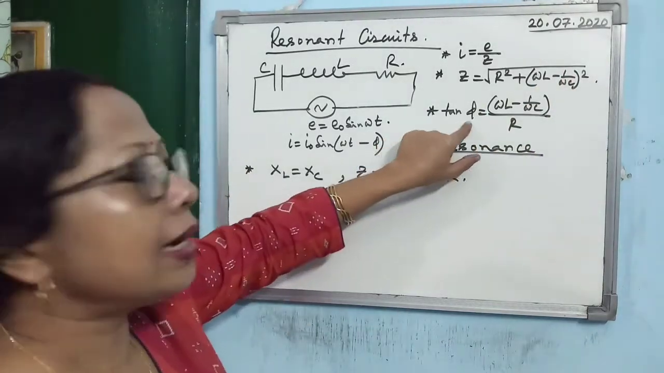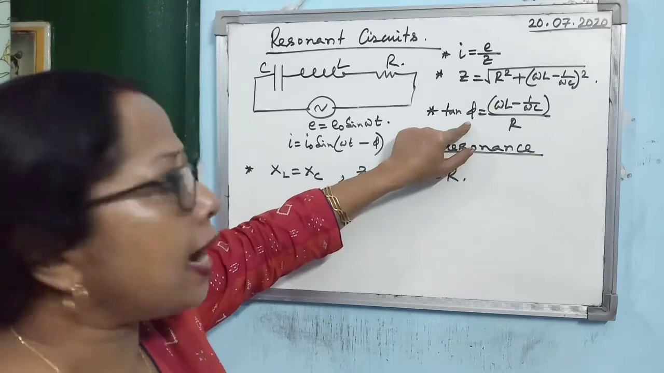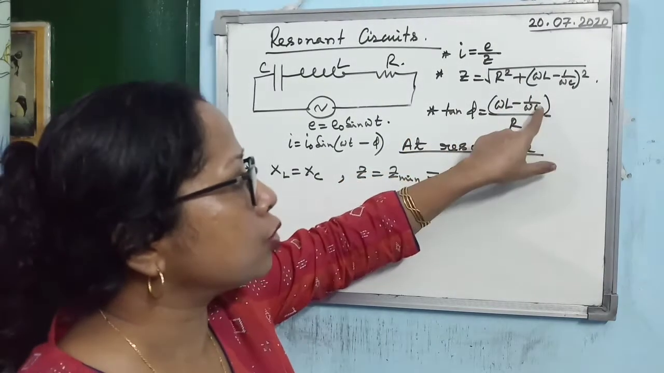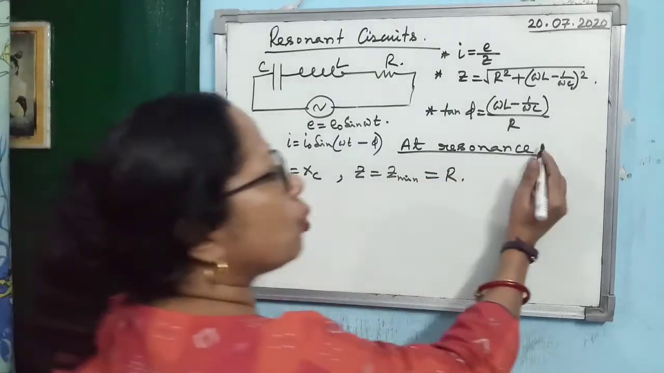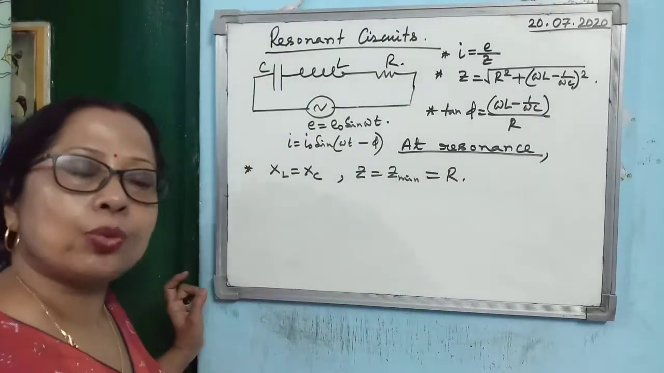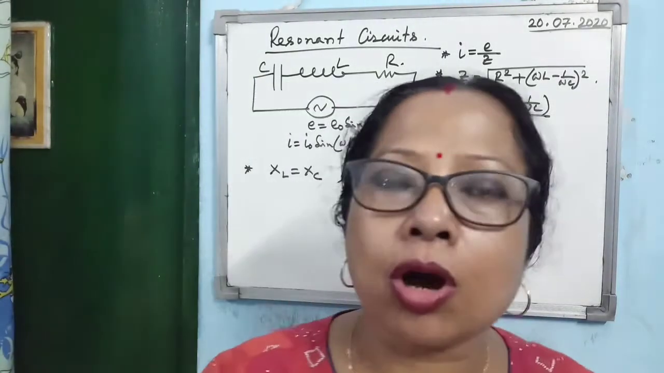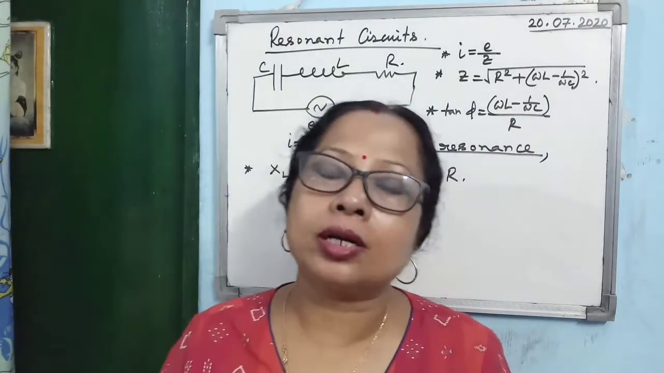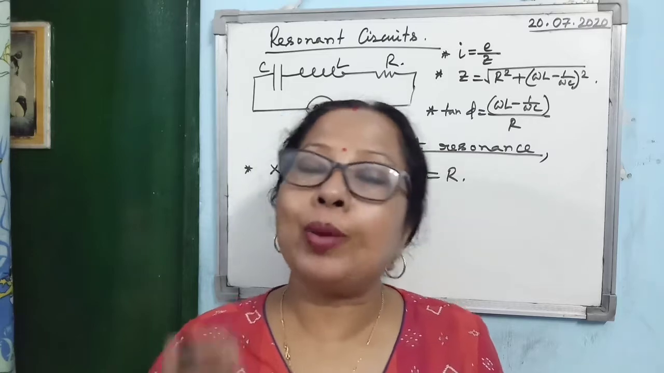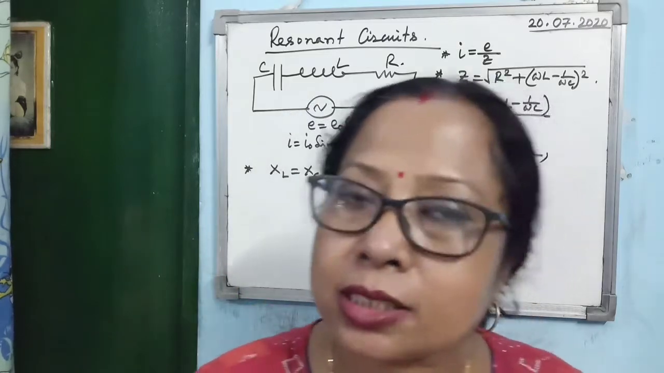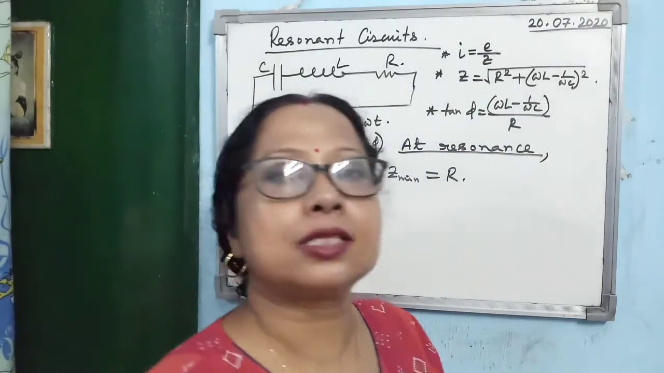And how can you get the phase angle between E and I? Tan phi is (omega L minus 1 upon omega C) divided by R. Now at resonance, what happens? When we say that resonance has occurred, then resonance occurs when the current in the circuit is maximum. The current in the circuit will be maximum when the impedance is minimum.